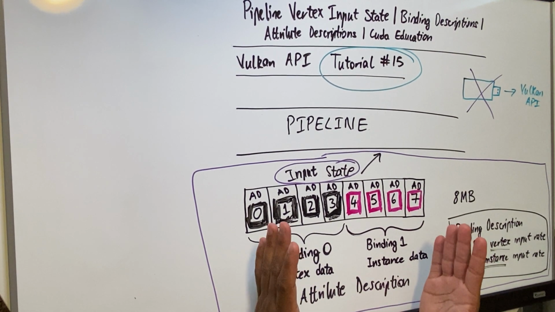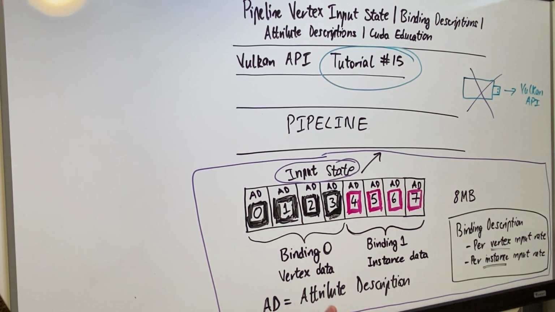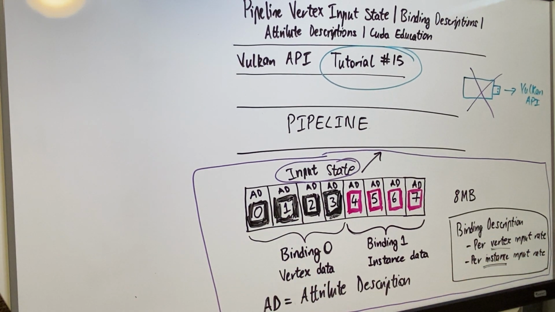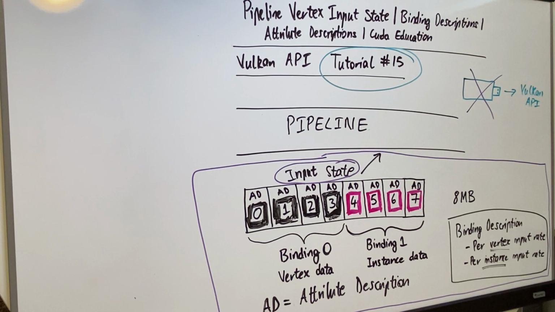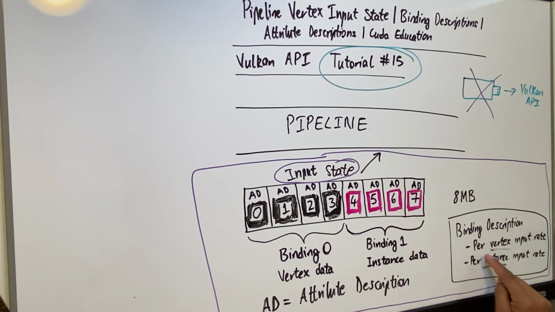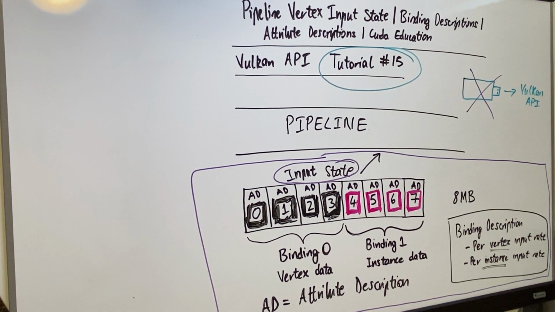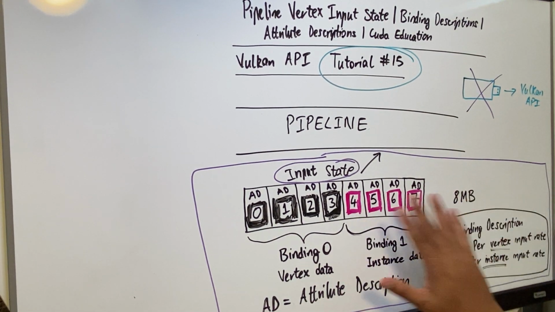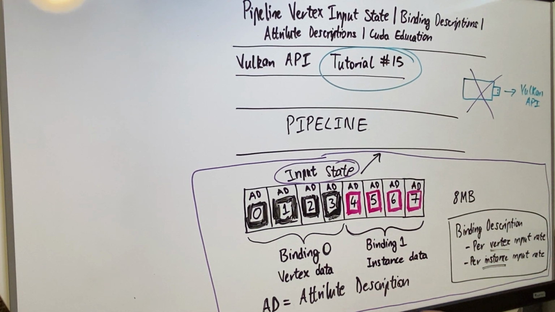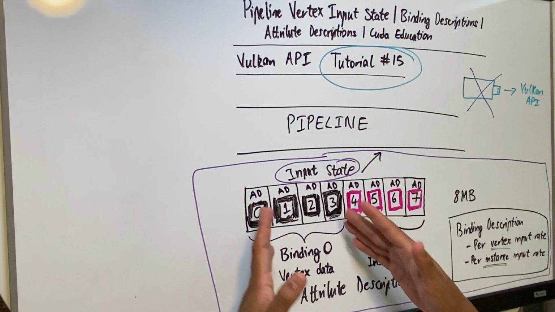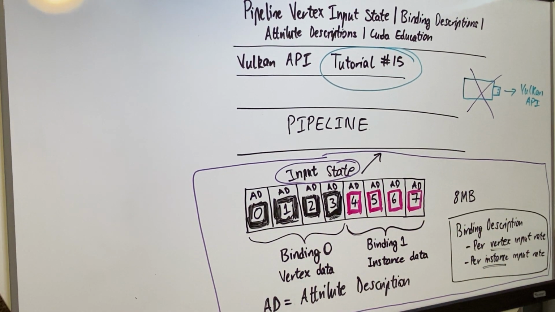But when you talk about input state and you see binding description and attribute description, this is what you're tackling. And again, binding description, you have per vertex input rate and per instance input rate. Again, because you're trying to tell Vulkan how you apply this data, where you apply it, how you apply it, what things should be consuming these pieces of data. And that's pretty much it, guys.